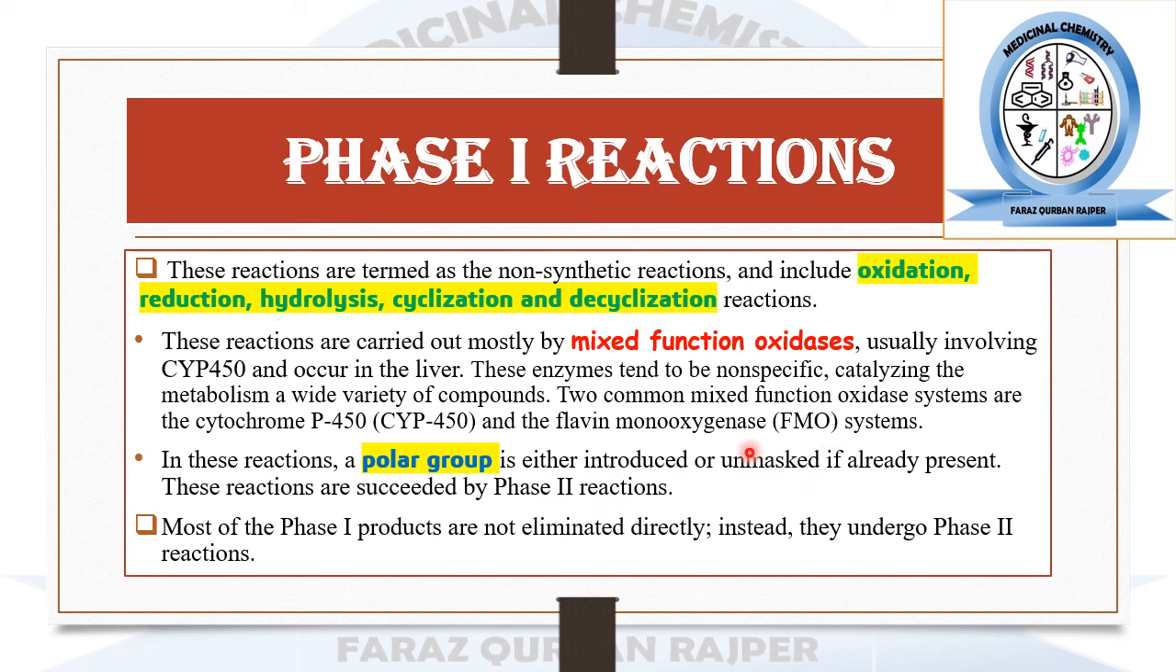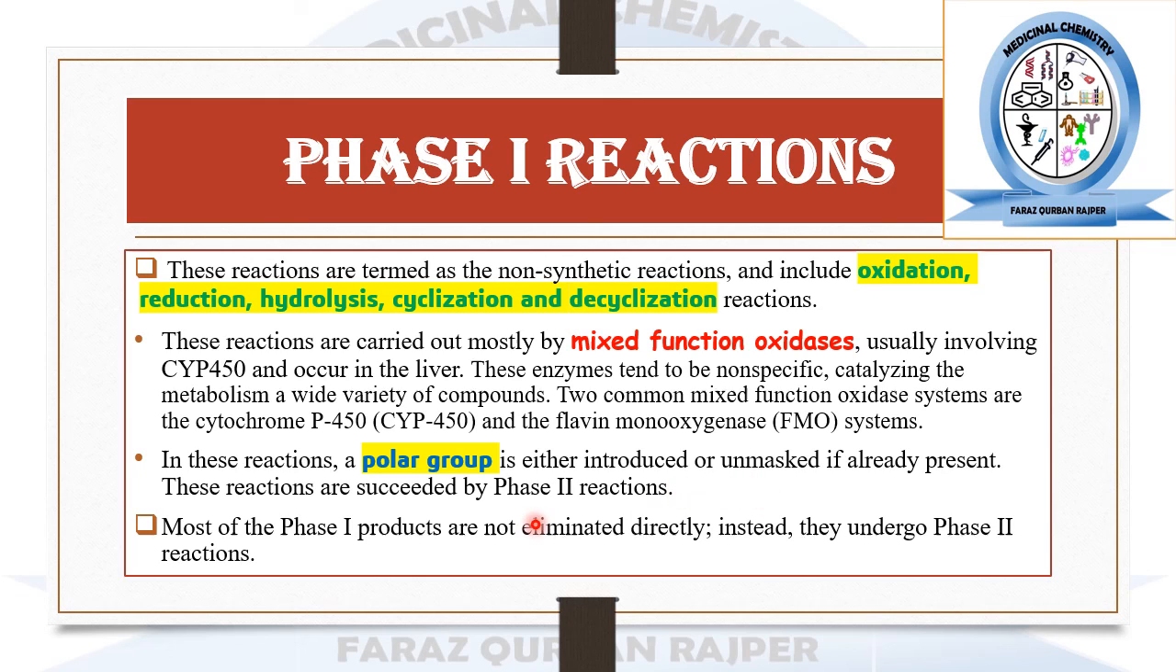What is meant by unmasked? Before metabolism, the drug may have a specific type of polar functional group in its chemical structure, but it may be attached at a certain site in the drug molecule, or it may be surrounded by a certain type of non-polar functional group. So after metabolism, these non-polar functional groups are removed and the polar functional group can become prominent.